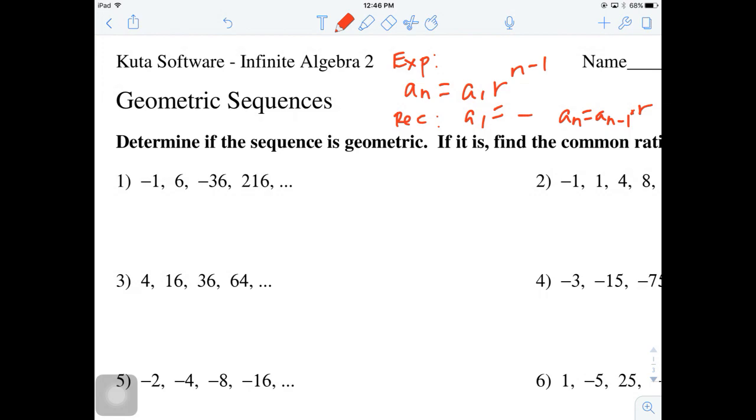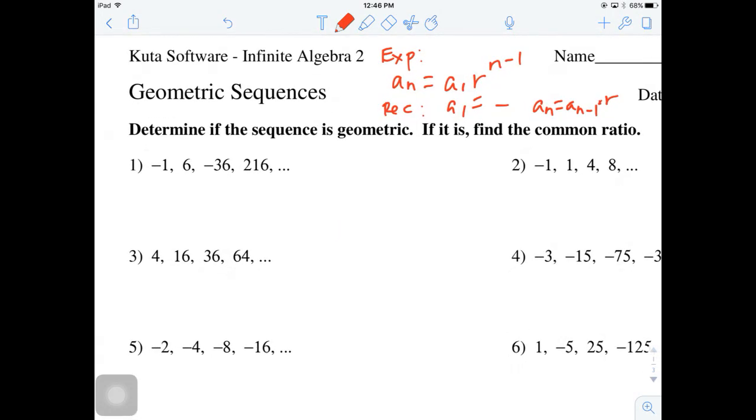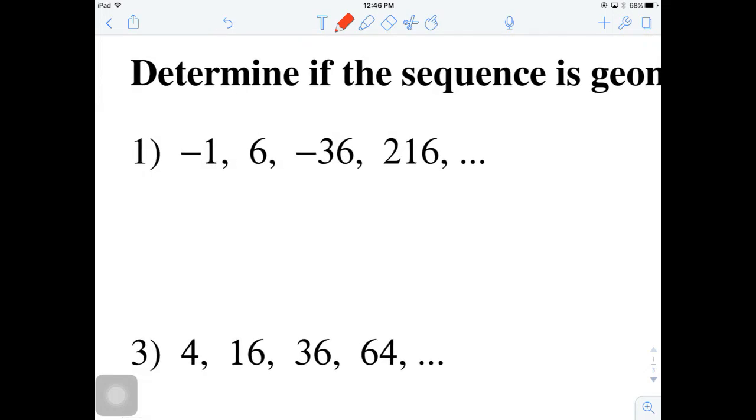First one I will do is number 1. Determine if the sequence is geometric. If it is, find the common ratio. So if you take a look at the list here, number 1, the ratio is multiplying the number going from one term to the next. So how do I go from -1 to 6? Well, that's multiplying by -6. And so if I try to follow the same pattern, 6 times -6 gives me a -36. And if I multiply by a -6 again, that will give me 216.